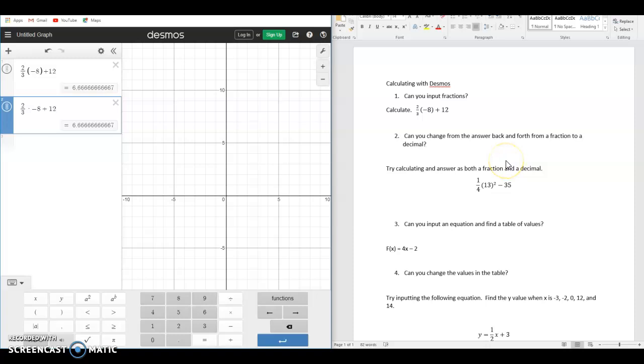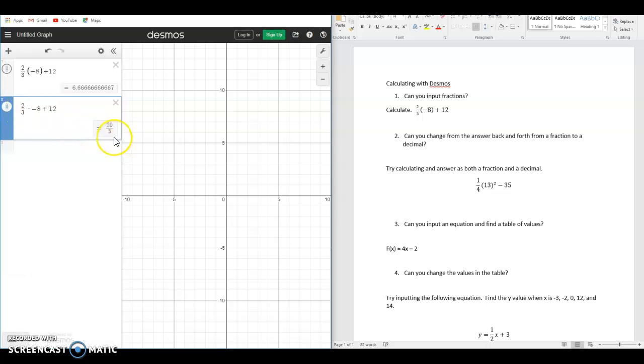Now my next thing I want to show you, it says, can you change your answer back and forth from a fraction to decimal? So do you see right here in the left-hand side of our entry line, we have a little fraction, and so if you click on it, it actually changes your answer to a fraction. Or if I want it in a decimal, change it back to a decimal. And see, this isn't a really great decimal to answer as, so we might want it in the fraction form since this is a repeating decimal. Okay, so just know that you can manipulate that and go back and forth.